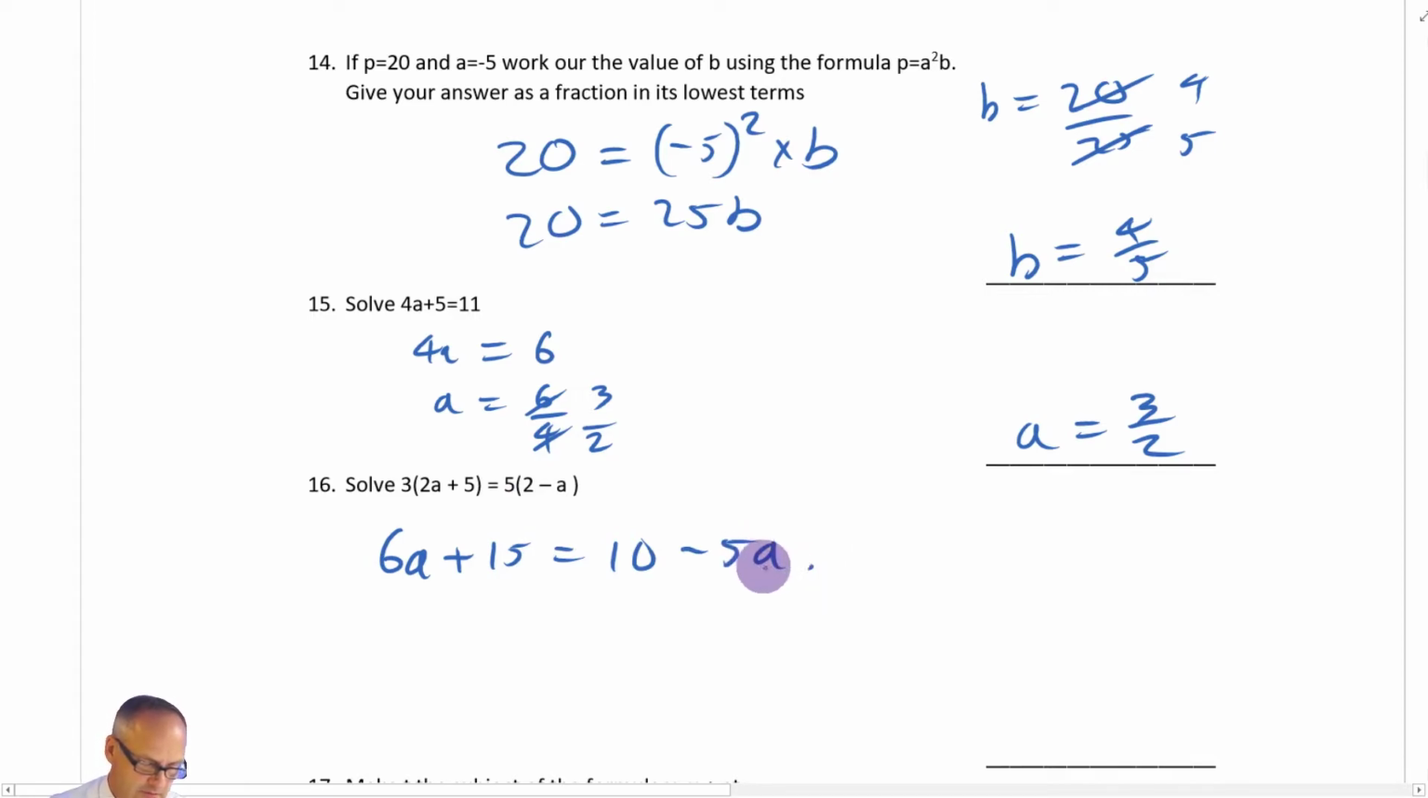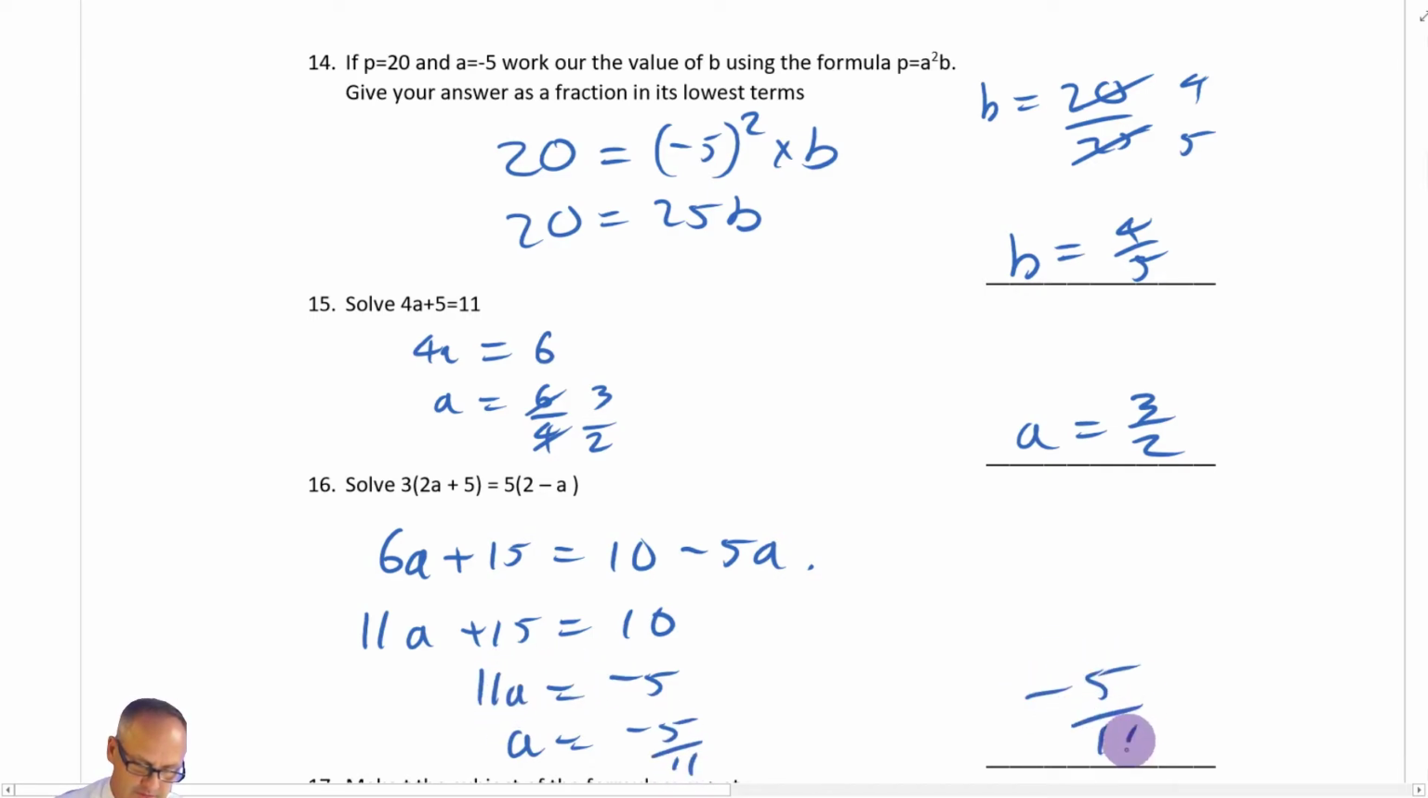Right, I'm going to get my a's on this side. I always like to make the letter a positive. So I'm going to add 5a to this side, add 5a to this side. I get 11a plus 15 equals 10. Take 15 away from both sides. So I get 11a equals minus 5. Divide both sides by 11. So a will equal minus 5/11. So minus 5/11 is my answer here.